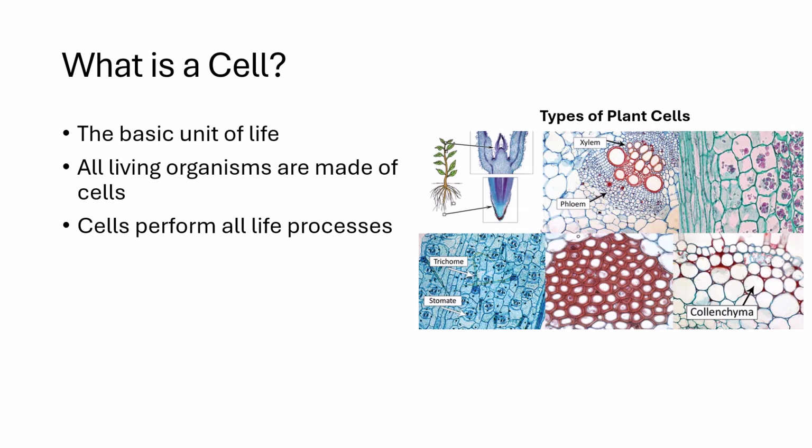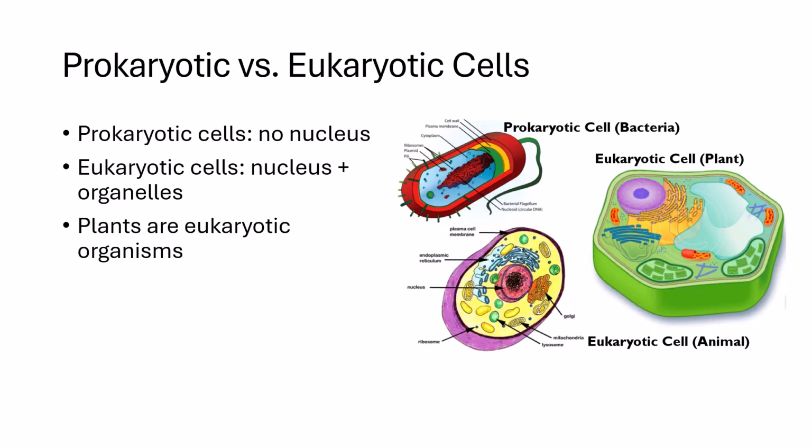A cell is the smallest unit capable of carrying out all life processes. Whether it's a single-celled bacterium or a complex plant made of millions of cells, everything living is built from cells. In this course, we focus on understanding how different cell types support different functions. Cells fall into two broad categories, prokaryotic and eukaryotic. Prokaryotic cells, such as bacteria, do not have a nucleus or membrane-bound organelles. Plant cells, on the other hand, are eukaryotic. They have a nucleus and many specialized structures that allow them to carry out complex functions.